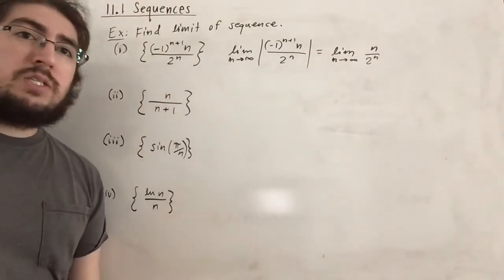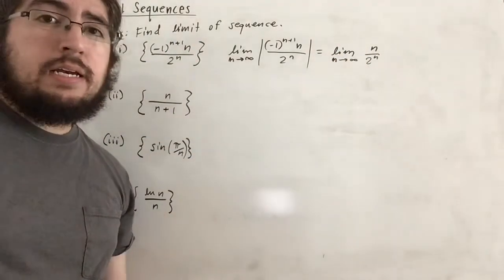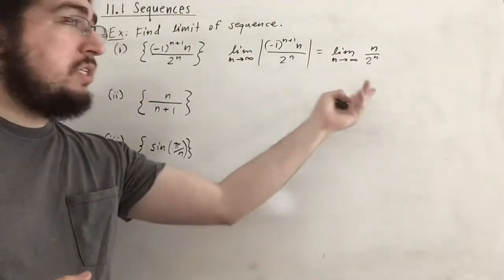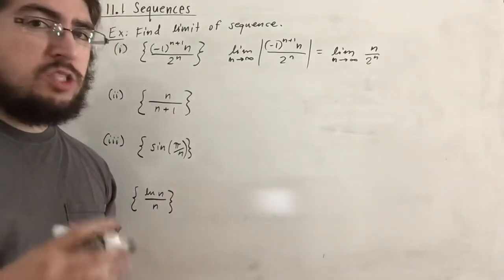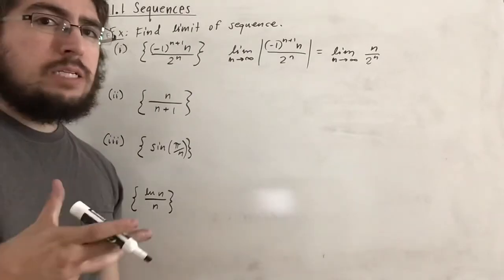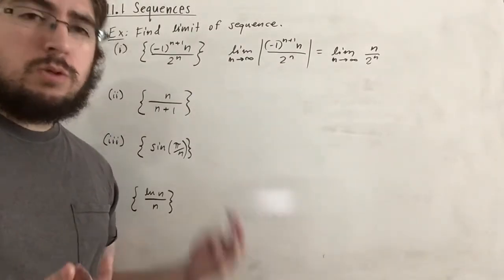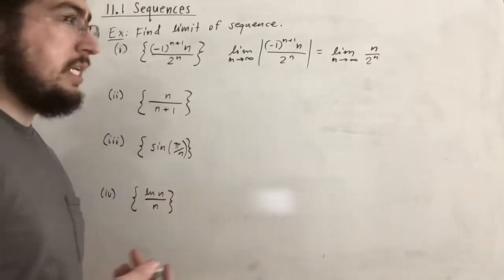Now as n goes to infinity, n over 2 to the n will go to 0 because 2 to the n gets larger and larger more quickly than n does. There are a few different ways of showing this. The best way I know to show it is by L'Hopital's rule, which we'll be seeing a little later in a few of these examples as well.